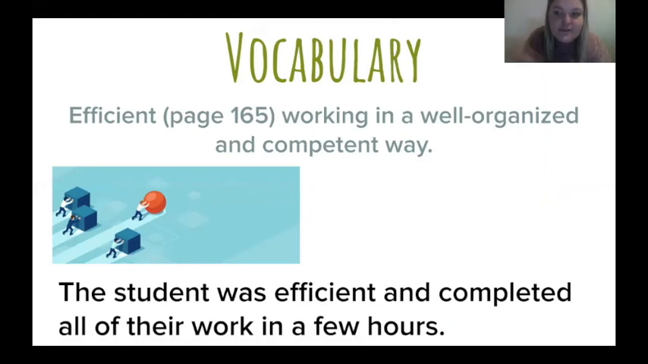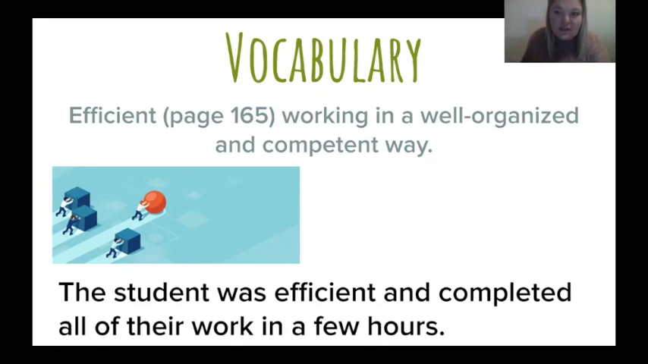And if you look at that picture, there is one thing that that person is doing that is more efficient. That ball is more efficient than that square, which means it's working better. There's something about it that's working better than the squares. Since it's round, it's easier to roll. So in real life, if you're more efficient, you're working in a more well-organized way or in a more competent way. So in a way that makes more sense.